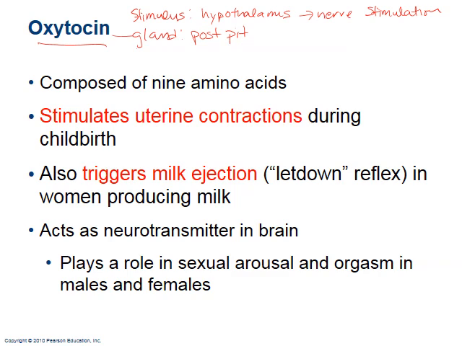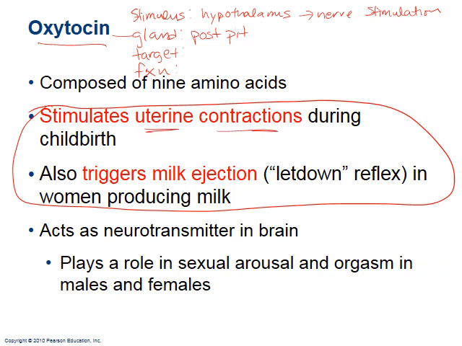Where does it go? What's the target? And then what's the function? Well, right here I have the functions listed. Stimulates uterine contractions and triggers milk ejection. So that's the function. So what do you think the target organs are? Well, if it's going to cause uterine contractions, one of the targets has to be the uterus. And if it triggers milk to be ejected from your mammary glands, well, it has to target breast tissue, right? Or breast mammary glands, however you want to word it.